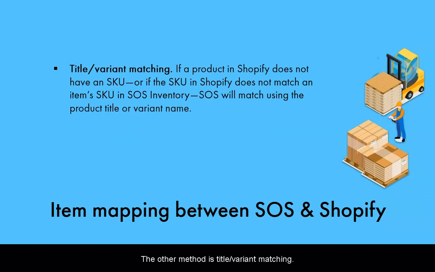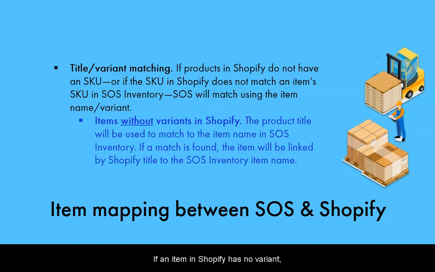The other method is title/variant matching. If a product or variant in Shopify does not have a SKU, or if the SKU in Shopify does not match an SOS Inventory item's SKU, SOS Inventory will match using the title or variant. If an item in Shopify has no variant, the product title will be used to match the item name in SOS Inventory. If a match is found, the item will be linked by Shopify title to the SOS Inventory item name.